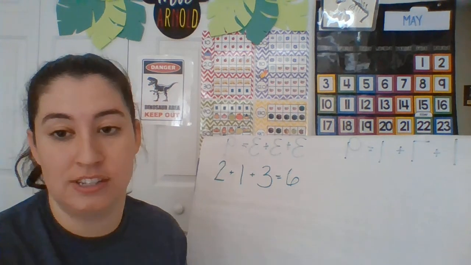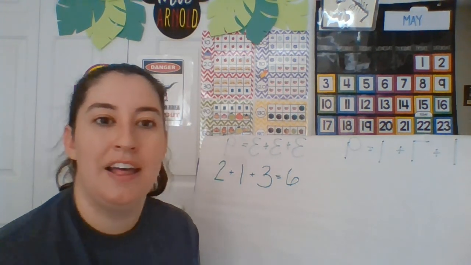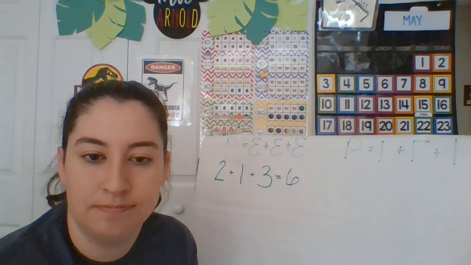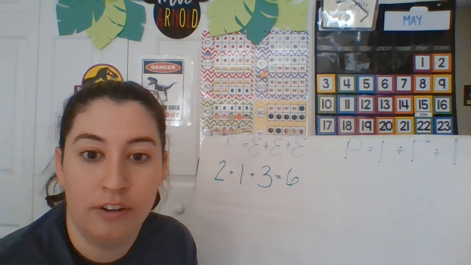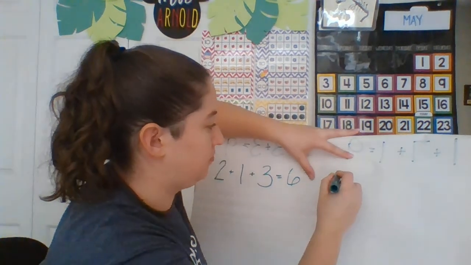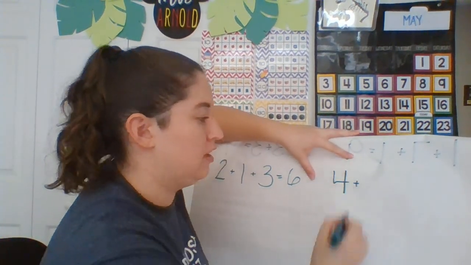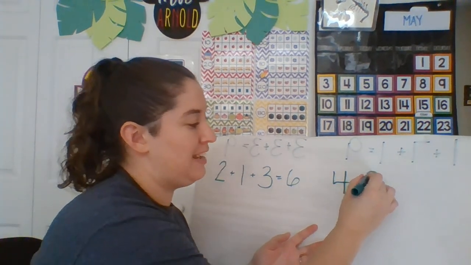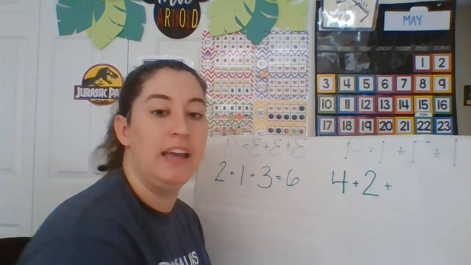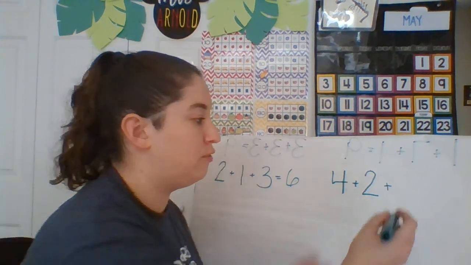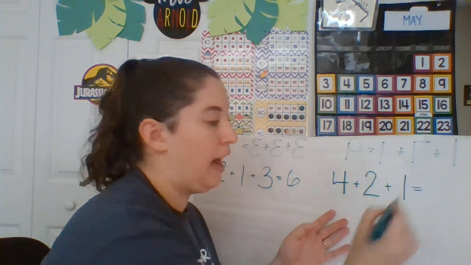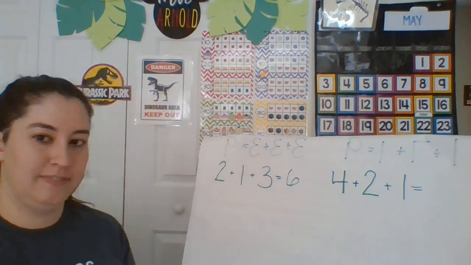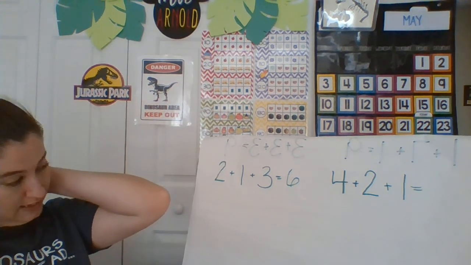Okay, here's our next one. Mrs. Arnold's going to write as she says it this time so she doesn't forget. This time, Mrs. Arnold saw some dinosaurs. She saw 4 velociraptors eating in the grass. Then she saw 2 brachiosauruses eating from the trees. And she saw 1 pterodactyl flying above. How many dinosaurs did she see?